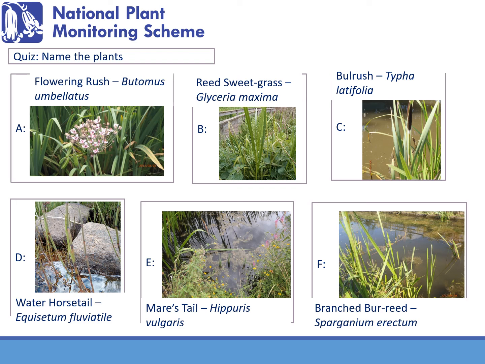Plant E is mare's tail, which we've seen several times throughout the presentation, with these little characteristic Christmas trees rising above the water surface. And finally, plant F is branched bur-reed, Sparganium erectum, which has leaves in ranks of three, triangular leaves extending along the length of the leaf in cross section, and very spongy in texture.